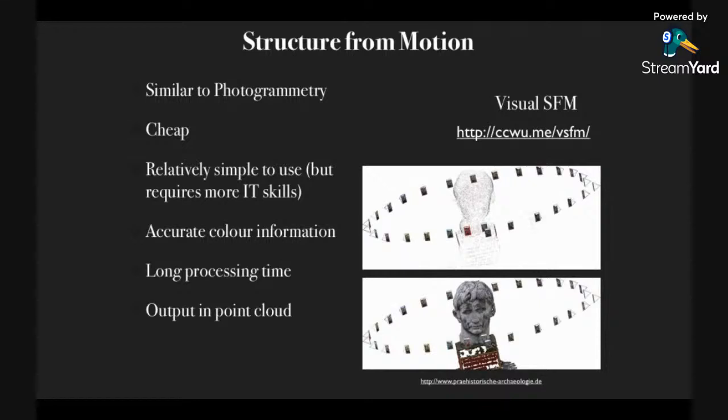Structure from motion effectively is, as far as I understand it, basically the same technology as photogrammetry, but it's the difference between taking dozens of photographs and capturing video, which is in a sense just capturing many, many photographs as well.